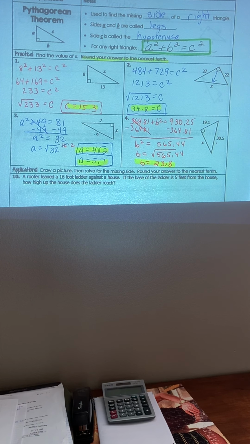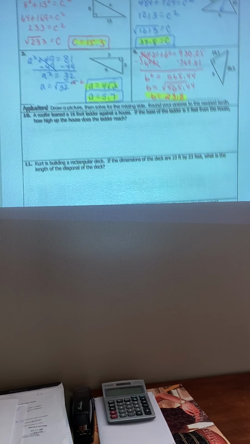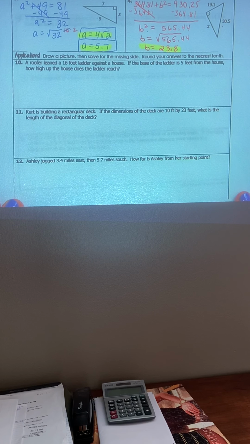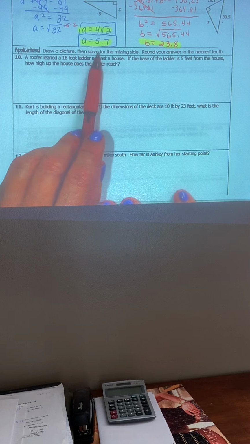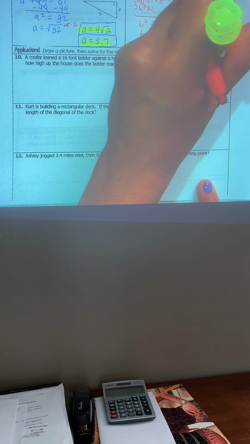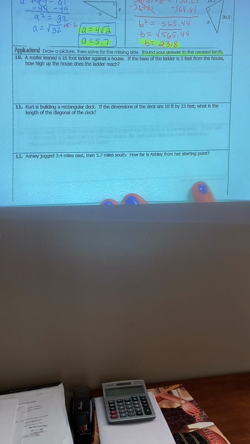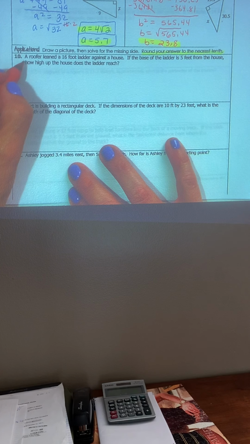Now we're going to have some application problems, okay? And the best thing to do here, if you notice in the directions, you have to draw a picture. That is the key. Draw a picture, then solve for the missing side, round your answer to the nearest tenth. A roofer leaned a 16-foot ladder. Now, if you stand up a ladder straight, it's going to fall, so a ladder leans. A roofer leans a 16-foot ladder against a house. If the base of the ladder is 5 feet from the house, how high up the house does the ladder reach? So obviously it's a triangle.